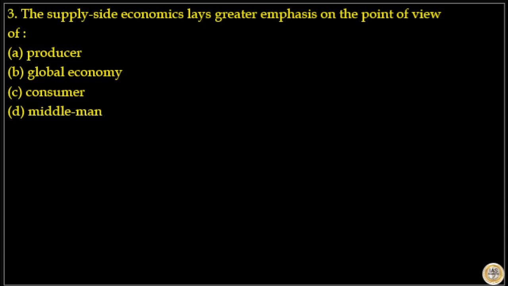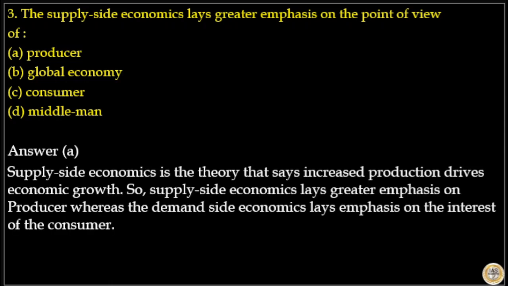Next question is, the supply side economics lays greater emphasis on the point of view of, options are producer, global economy, consumer, middleman. Here, answer to this question is option A, that is producer. Supply-side economics is the theory that says increased production drives economic growth. So, supply-side economics lays greater emphasis on producer, whereas the demand-side economics lays emphasis on the interest of consumers.